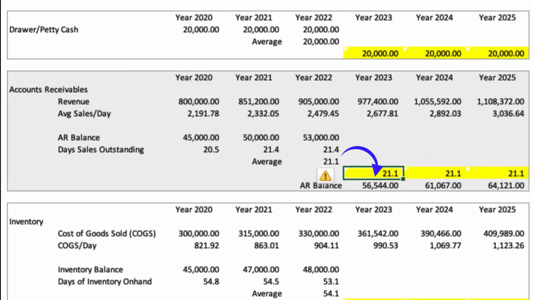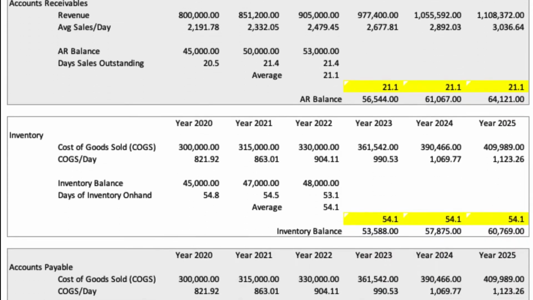My formula in here says just use the average of the previous 3 years. If you were going to do some major changes in your operations, in your collections process, or how you determine what kind of credit terms to have with your customers, maybe you might want to increase or decrease these numbers.